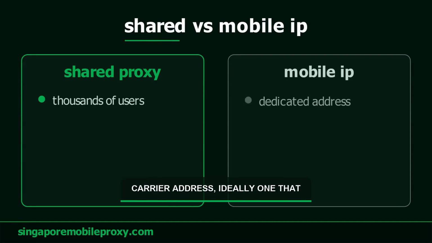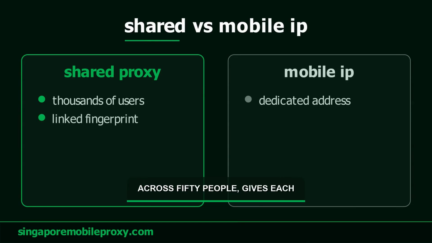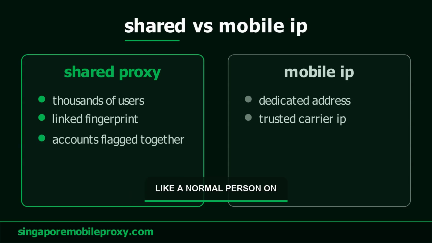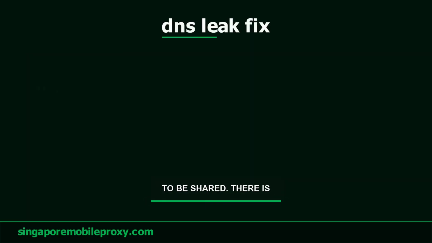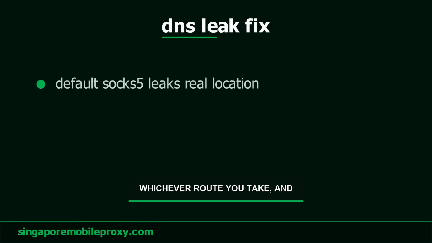A clean carrier address, ideally one that is yours and not split across 50 people, gives each account a believable home that does not raise flags. Pair one account to one stable mobile address and it behaves like a normal person on a normal phone, which is exactly what it is pretending to be. That is something no free MTProto link can ever give you because the entire point of those is to be shared.